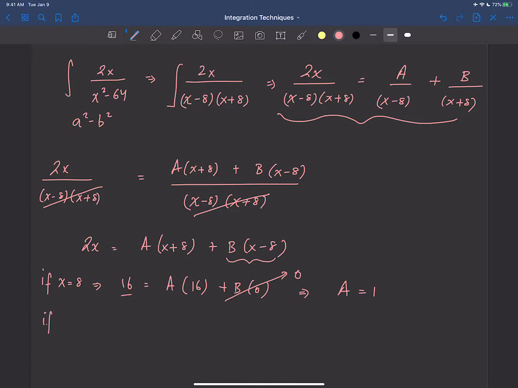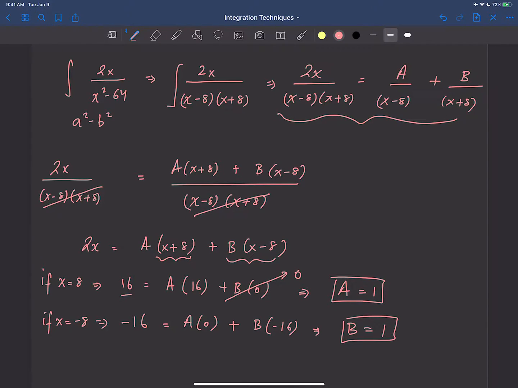Good. Now let's pick another value to shut off A this time. To shut off A, we need to put x equals minus 8. So you're going to get negative 16 equals A times 0 and then B times minus 16. From this, you can say that B is also equal to 1. So once you've solved the A value, solve the B value.